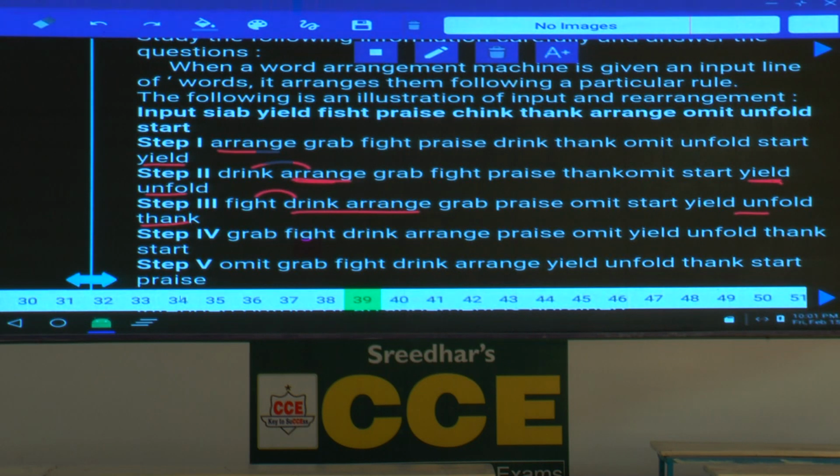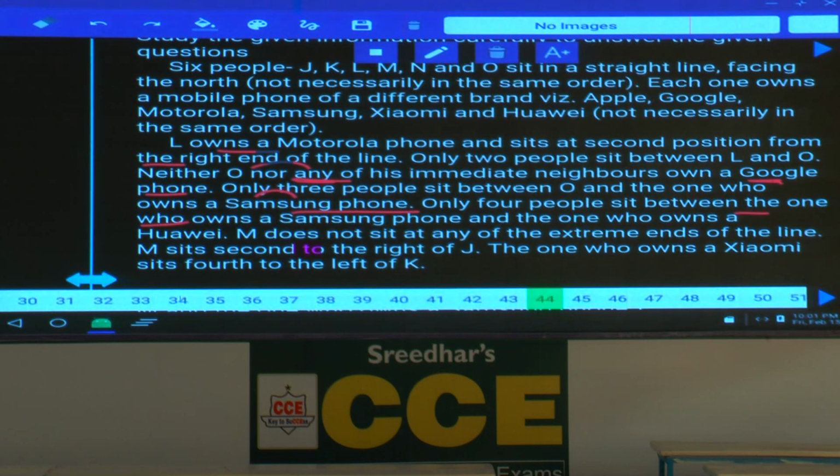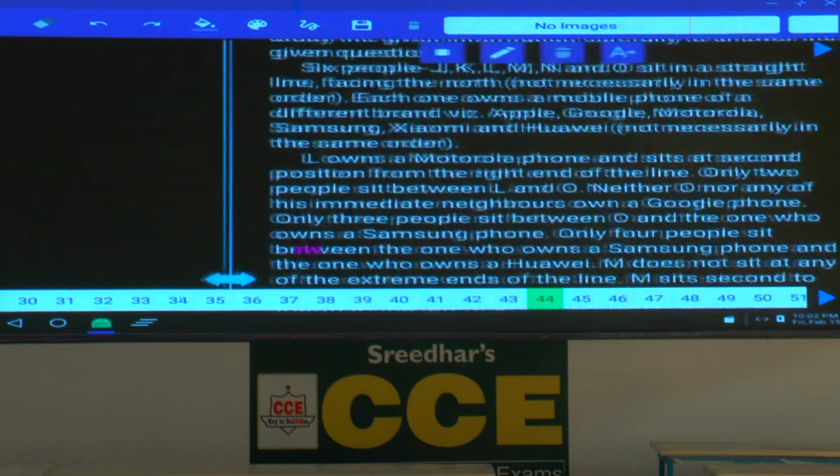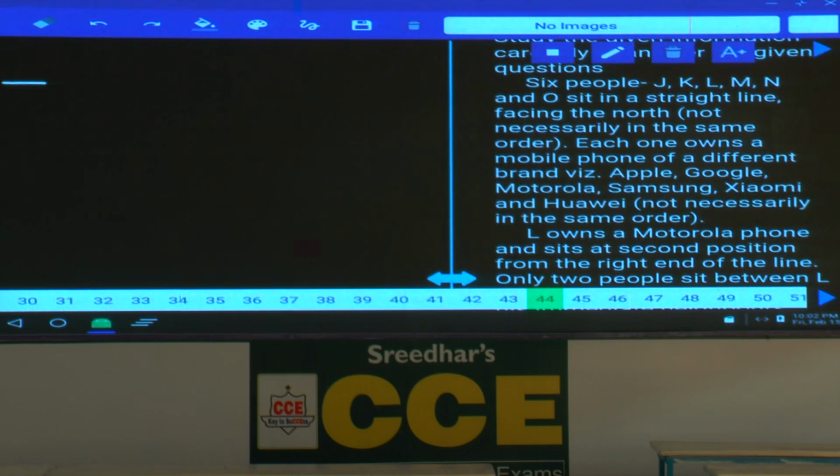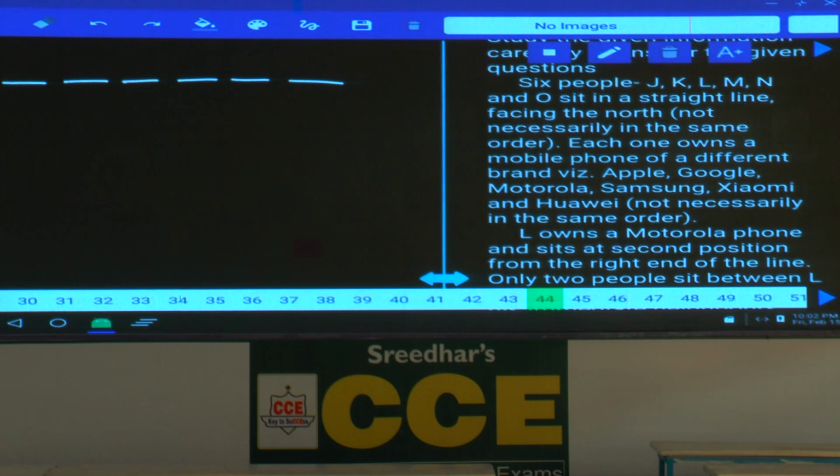Then 44 to 48. Now in this question numbers 44 to 48, tell me what is the information here. 6 people, J, K, L, M, N, O sit in a straight line facing towards north. Now in total we have only 6 people, 1, 2, 3, 4, 5 and 6. They sit in a straight line facing north but not necessarily in the same order. Each one owns a mobile phone of a different brand.